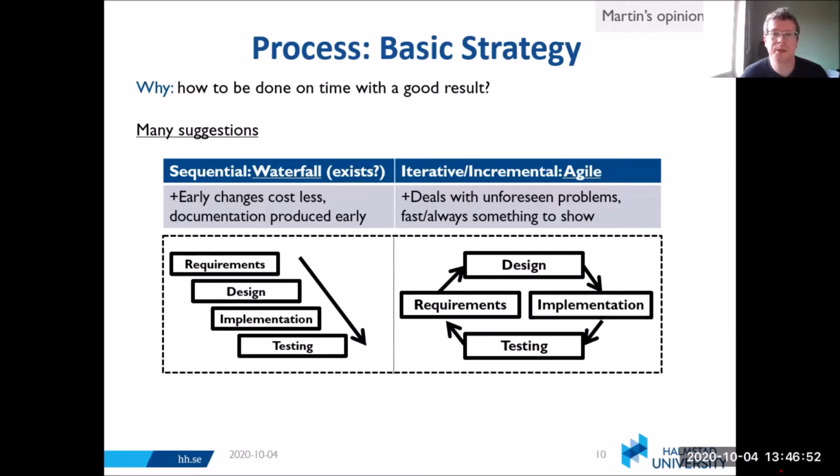So the good points with Agile is that it can deal with unforeseen problems. It's fast, and you always have something to show. Even if your money is cut all of a sudden halfway through, you got something. And this is always the method that I'm using when I'm doing research with little prototypes. It's always an iterative thing.